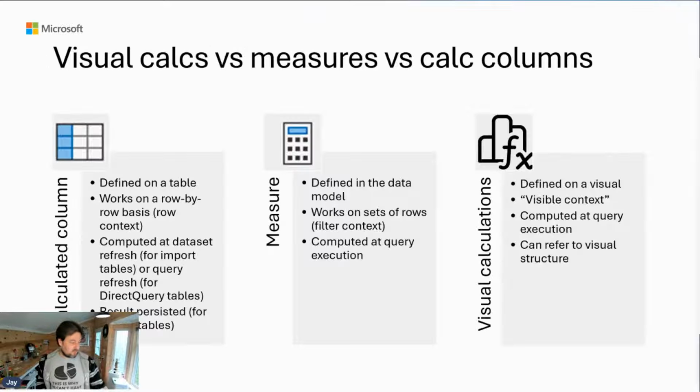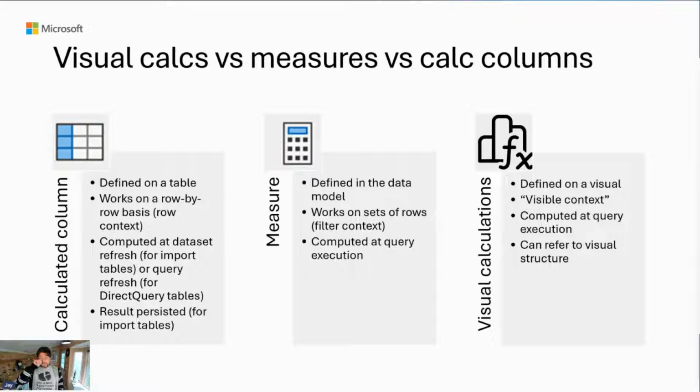So then you might sit here and go, well, wait, what are you guys doing? Well, we're not taking away anything from you. Let me be very clear. We have calculated columns, we have measures, and now we're introducing a third tool into the toolbox. We call that visual calculations. And I like to think about that as the best of both worlds from calculated columns and measures. That is what visual calculations are.